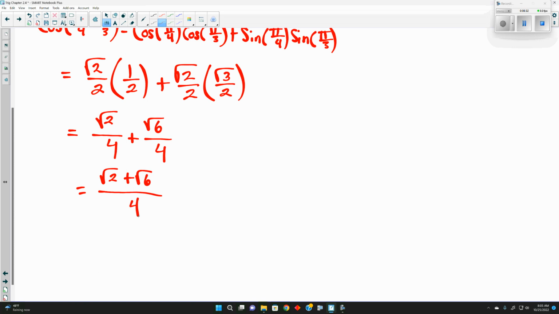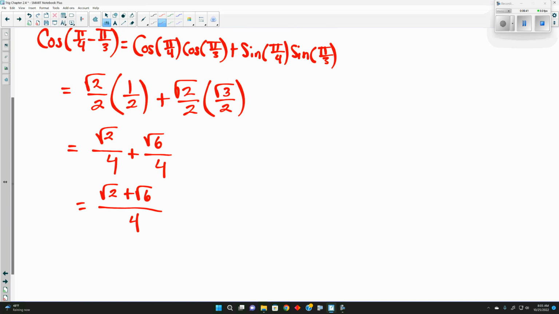That's it. Questions on this here? Yeah, because especially with cosine of pi over 4 times cosine of pi over 3, we could have typed that all out. And if you have your little TI-30XS calculator, you could have typed it in.